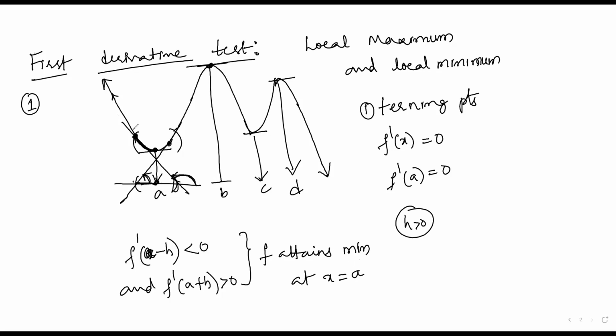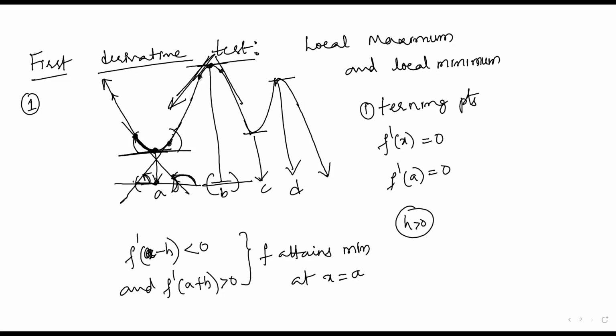Yes, sir. Slope of the tangent. So here at A it is 0. Left side of A negative, right side of A positive. That means what? Minimum. So similarly, if you see in the neighborhood of B, left side it is negative, right side it is positive.